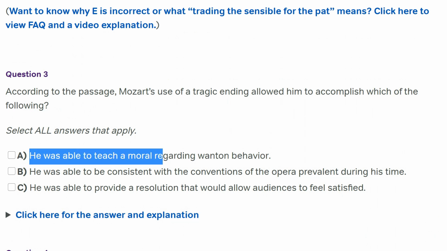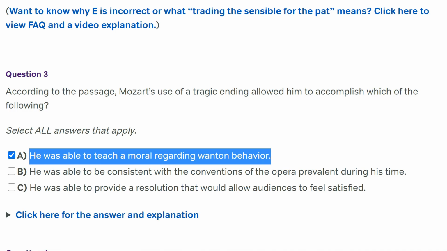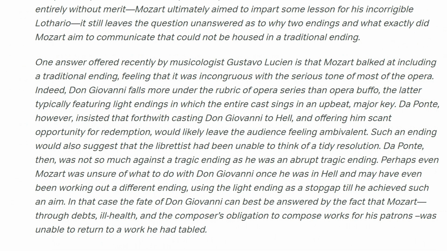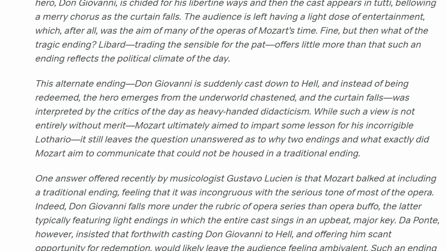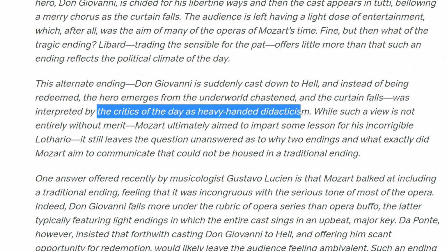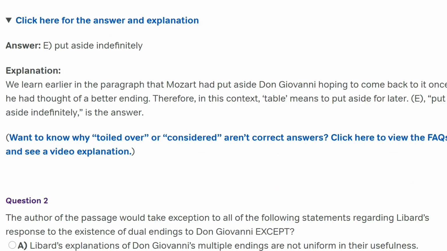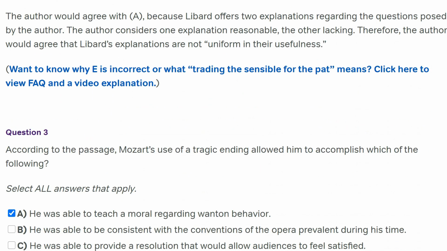He was able to teach a moral lesson regarding wanton behaviour. Yeah, because he was trying to teach a lesson, right? The didacticism. Where was it? He was trying to teach. I swear he was trying to teach a lesson. Can't remember it. Interpreted by critics the other day as heavy-handed didacticism. Aim to impart some lessons. Yes. Okay. He was able to be consistent with the conventions of the opera prevalent during the time.